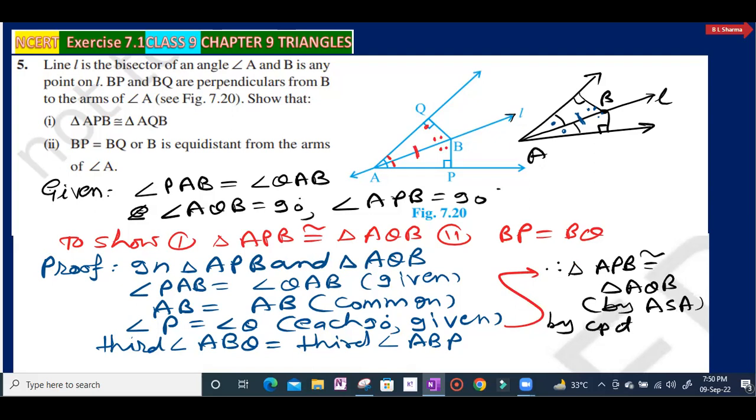Now by CPCT, BP is equal to BQ, and hence proved. दोनों पार्ट हमने प्रूव कर दिए हैं. We have proved that triangle APB is congruent to triangle AQB, and BP is equal to BQ. That's all for this question number 5.